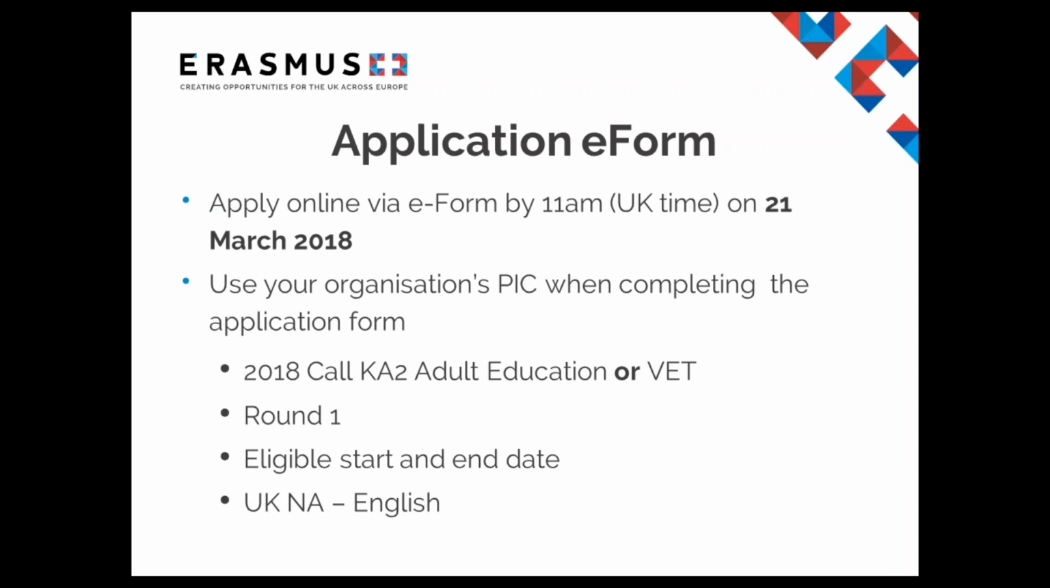The application form is an e-form and must be submitted online by the applicant organisation by the deadline of 11 a.m. UK time, 21st of March 2018. You will need to use your PIC and your partner's PICs to fill out the application. It is therefore important that the PIC information is correct and up to date for all partners. To make sure you have the correct application form in front of you, you should double check that it states Call 2018, Round 1, Deadline 21st of March 2018.